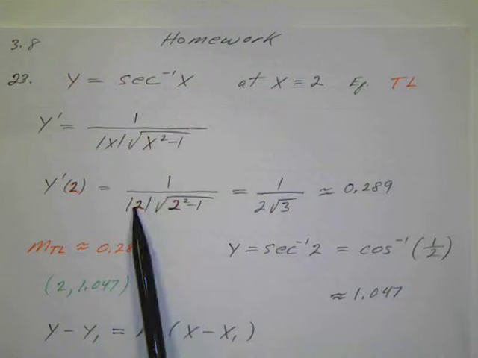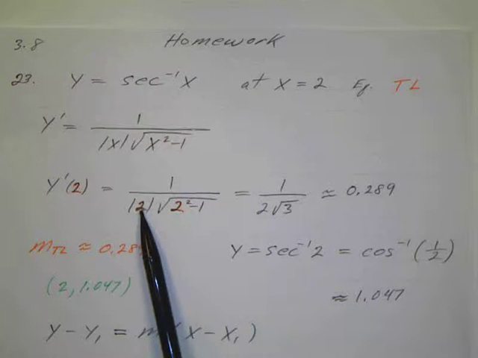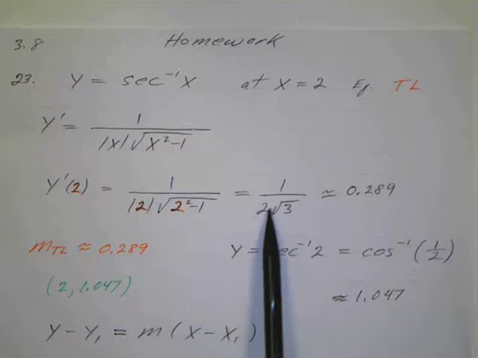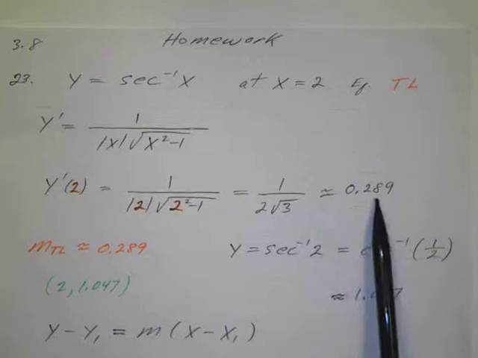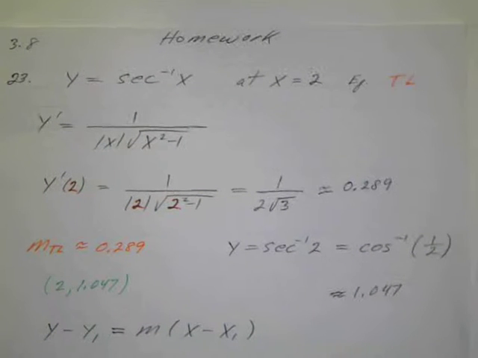And that's going to be 1 over the absolute value of 2 times the square root of 2 squared minus 1. Absolute value of 2 is just 2. 2 squared is 4, minus 1 is 3. So I've got 1 over 2 times the square root of 3. And I just pop that in the calculator, and you get 0.289. So you should verify that with your calculator if you haven't already done that.